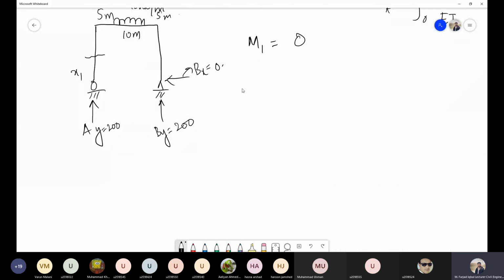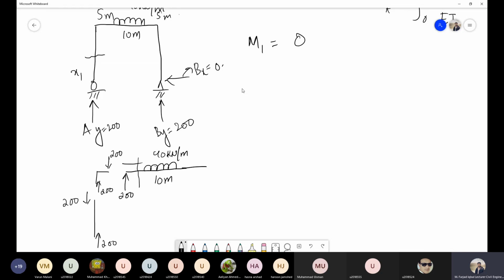What about section 2? Again, we have to transfer this load. This will be our frame. This will be 200. This will be 200 over here. Again 200. And here we have 200. Over here 40 kilonewton per meter, that is 10 meter length. So what will be the equation of moment for section 2, which is somewhere over here? Sir, this distance, 200 into x2.